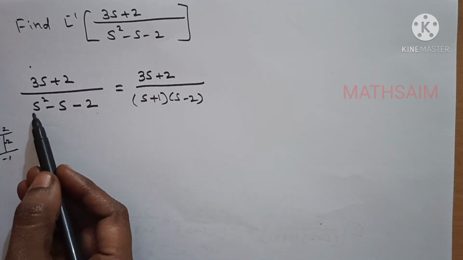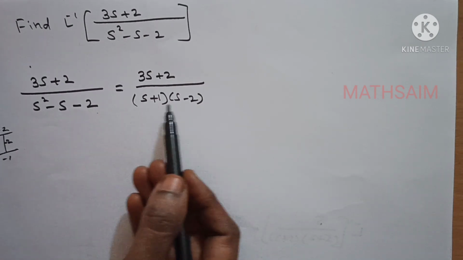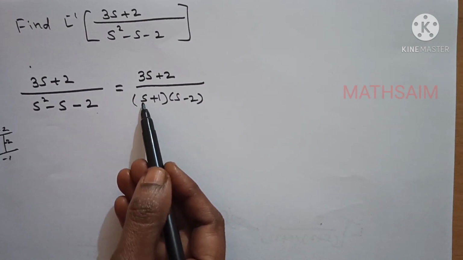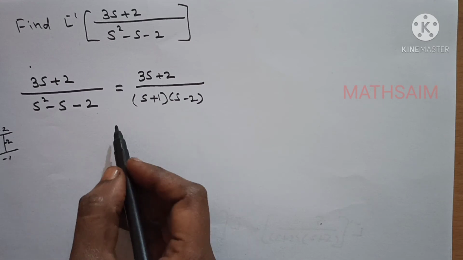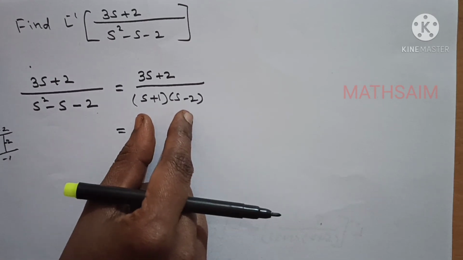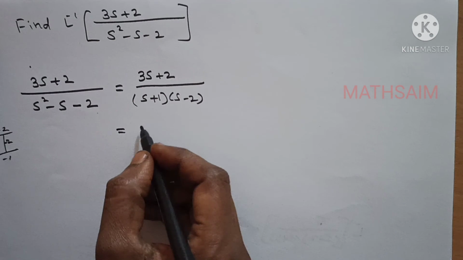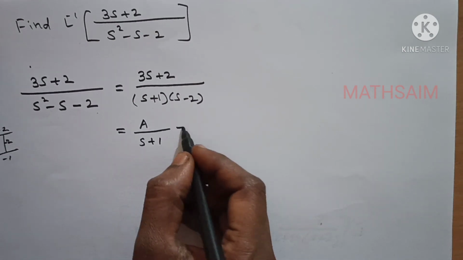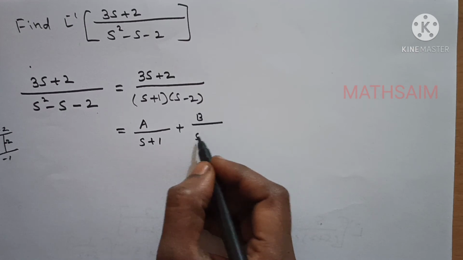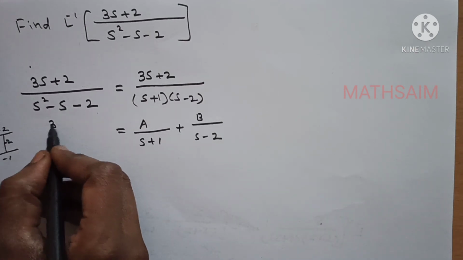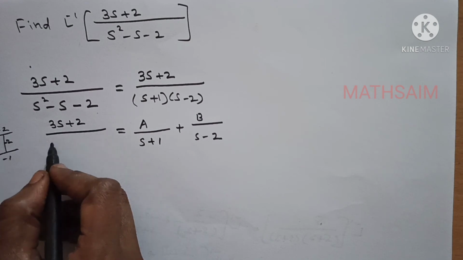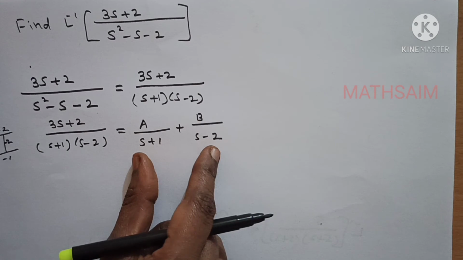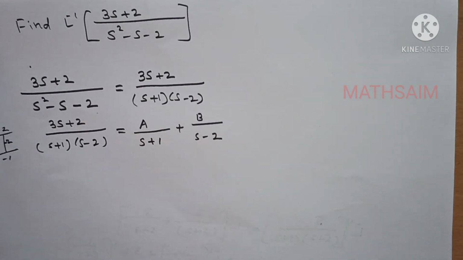Now we have factorized this quadratic as s plus 1 into s minus 2, that's all. Now we have linear factors, so simply using constants is enough. A by s plus 1 plus B by s minus 2 is how (3s plus 2) by (s plus 1)(s minus 2) is written, okay? Now we have to do this.